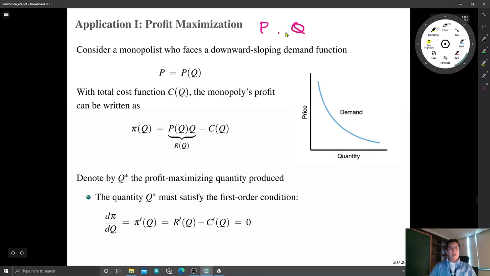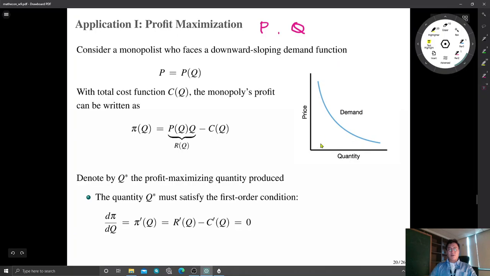Okay? And we are going to deal with this question in the context of monopoly. So there is one supplier producing a certain commodity. There's no competition, no rivals, and no close substitute. You can think of, say, electricity, right? And this monopolist faces a downward sloping demand function.